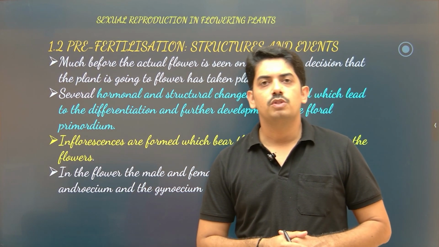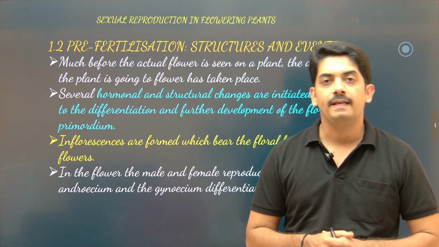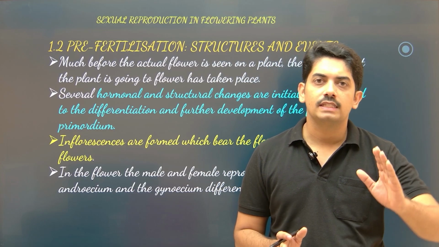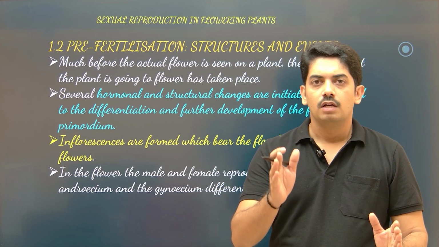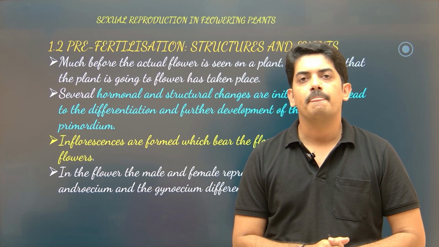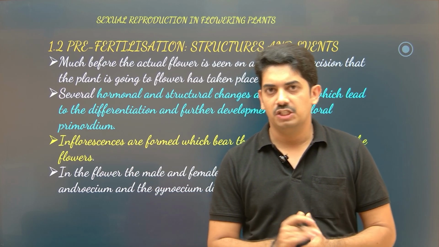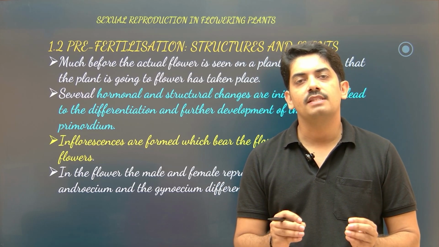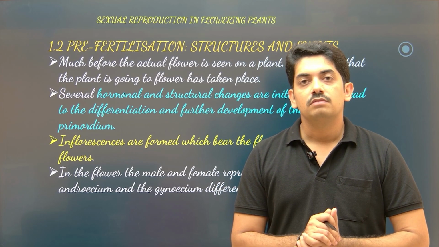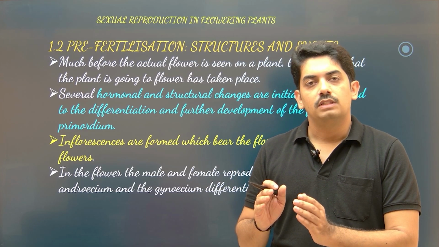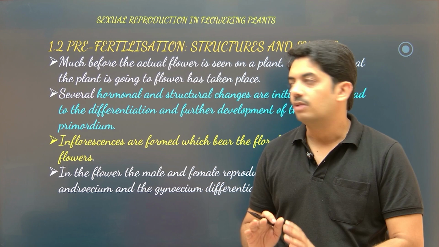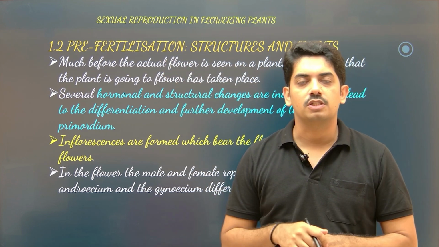Now coming to the main part of the topic. Here we segment this topic into 3 main parts. One is pre-fertilization events, fertilization process, and post-fertilization events. Now tell me, what is fertilization actually? Fertilization is nothing but the fusion of male and female gametes. Now the process of formation of male and female gametes, we call it pre-fertilization structures.